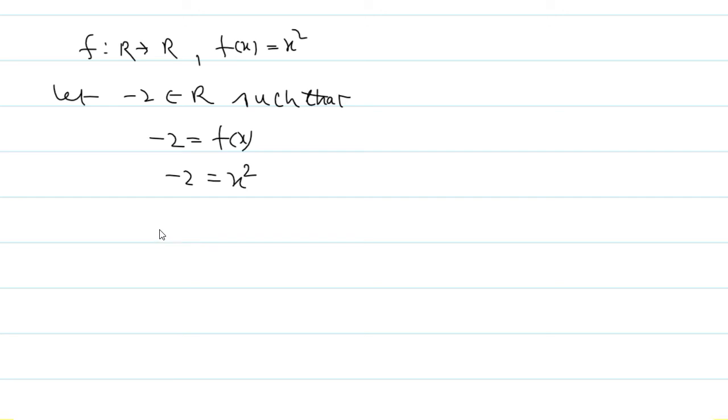Now we know that there is no real number whose square is a negative number. So it means that x does not belong to R, that is the domain. This implies f is not onto, because minus 2 does not have any pre-image in the domain. Hence in this case f is neither 1-1 nor onto.